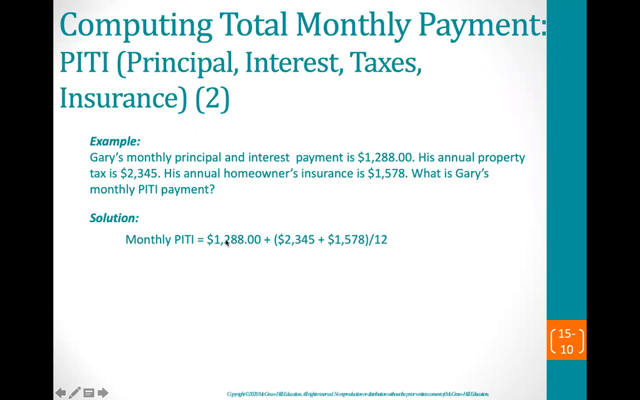Well, we know that he's going to have $1,288 for principal and interest. Then we need to add his annual property tax and his annual homeowner's insurance together and divide by 12 to get 1/12. So $1,288 plus $326.92, his total payment is $1,614.92.